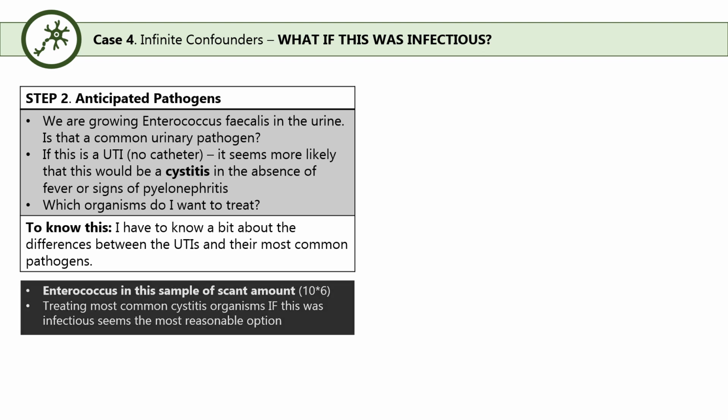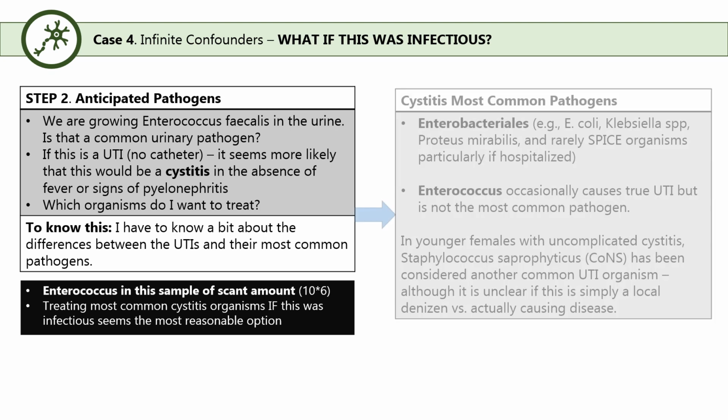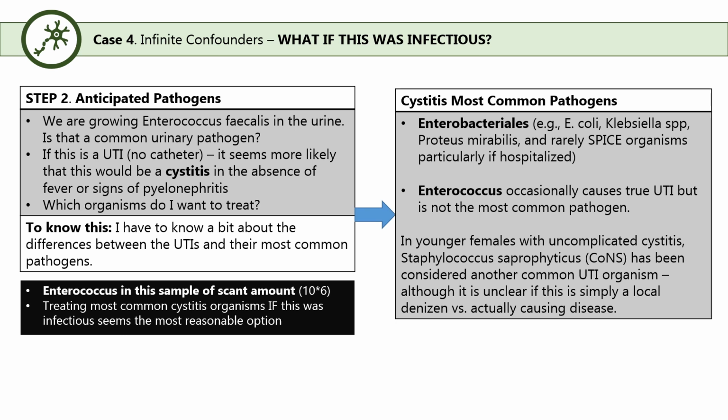In this case, Enterococcus is present in scant amounts. Treating the most common cystitis organisms seems a better approach because it is likely this organism could be irrelevant. The most common organisms are, of course, the GI commensals like the Enterobacterales, like E. coli, Klebsiella, and Proteus. Enterococcus might cause a true cystitis, but is certainly not the most common pathogen. Other organisms might cause uncomplicated cystitis in young females, irrelevant in this case.